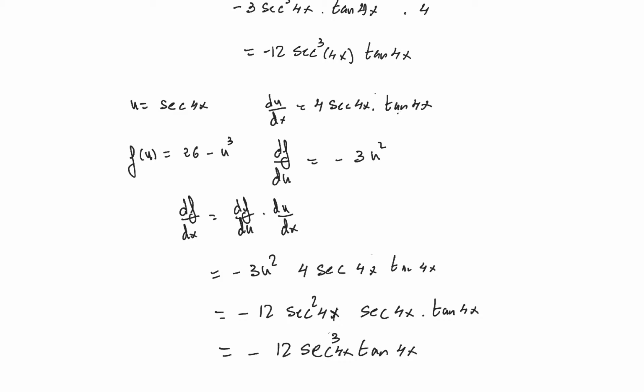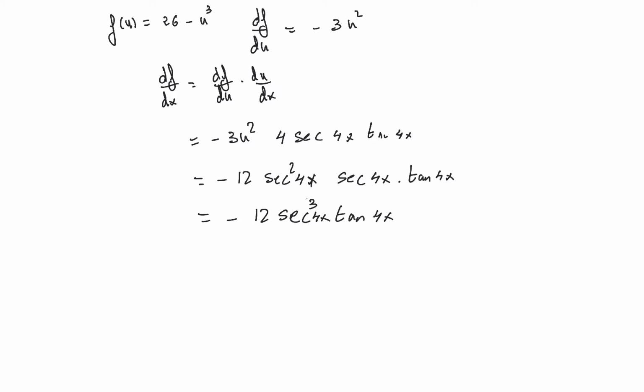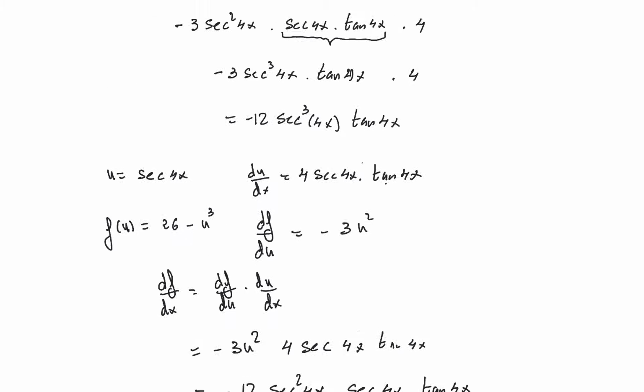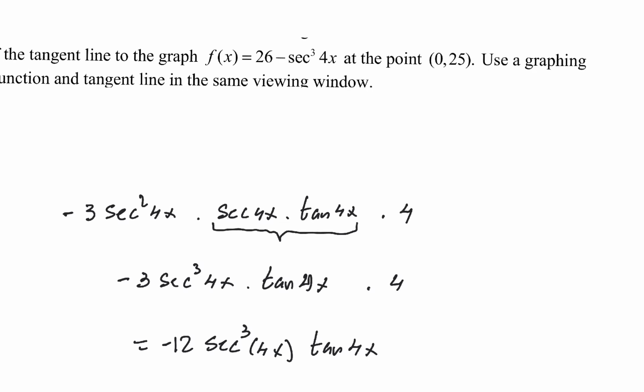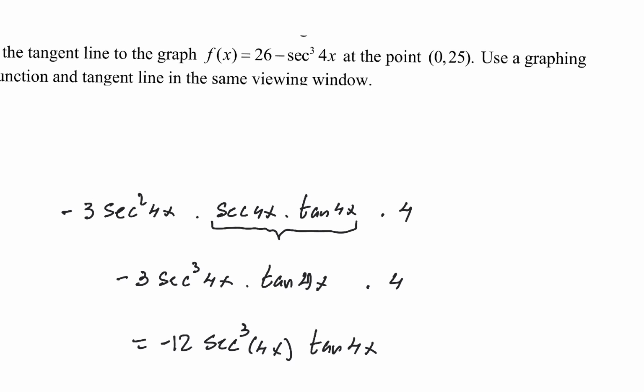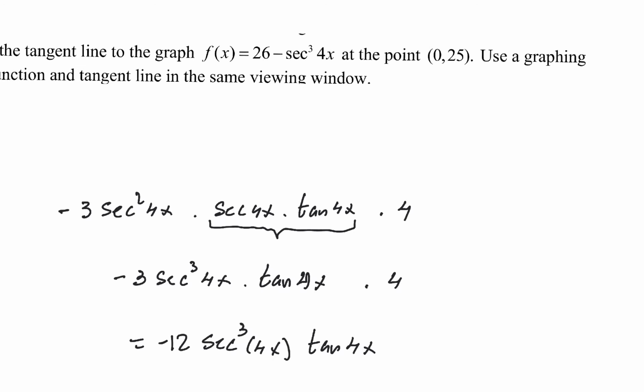But sorry, I didn't finish the problem. The problem says to find the tangent line to the curve at the point (0, 25). I will make sure that the point (0, 25) is on the graph. When x is 0, y should be 25. So if I go to the equation, 26 minus secant cube of 4x, when x is 0, secant cube of 0.